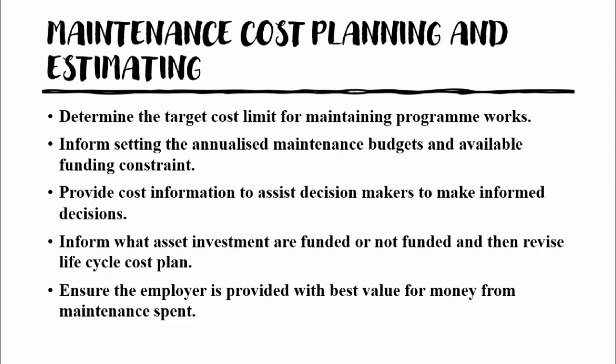For maintaining cost planning and estimating, the main reasons for a cost plan for building maintenance are defined as listed below. First is to determine the target cost limit for maintaining program works. Next is to inform, set and analyze the maintenance budget and available funding constraints. Provide the cost information to assist decision makers to make informed decisions, inform what asset investments are funded or not funded, and then revise the life cycle cost plan. Lastly, ensure the employer is provided with best value for money for maintenance spend.